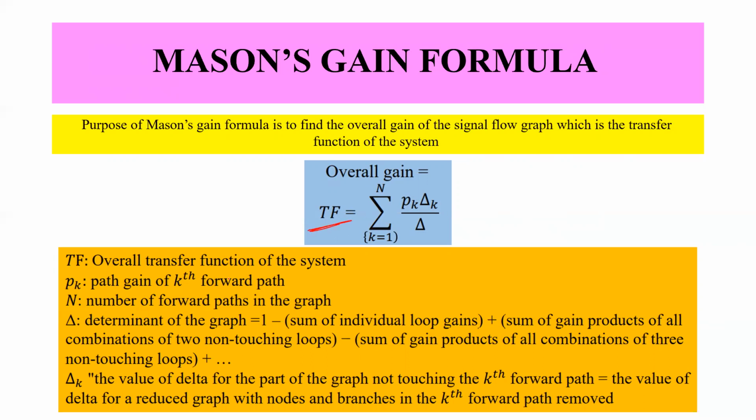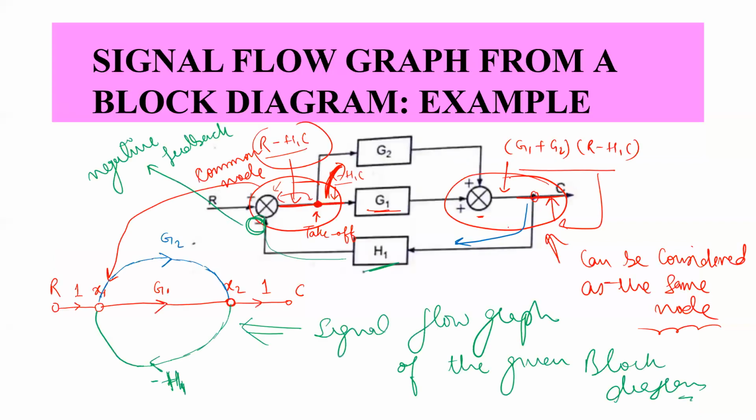The overall transfer function or the transmittance of the given system represented through signal flow graph is the summation, k equal to 1 to n, of Pk delta k by delta. Now where TF is the overall transfer function of the system, Pk is the path gain of the kth forward path. So we need to identify how many forward paths there are, right? As in this case, if you see, we have this forward path, then we have this forward path. There are two forward paths, right?